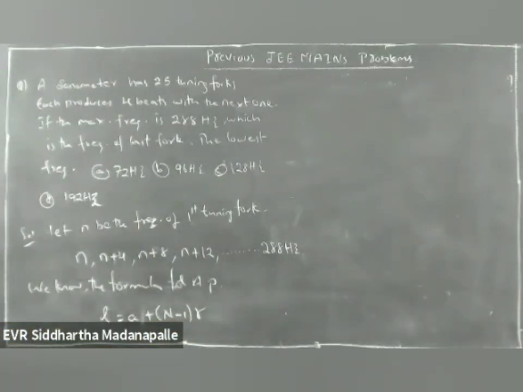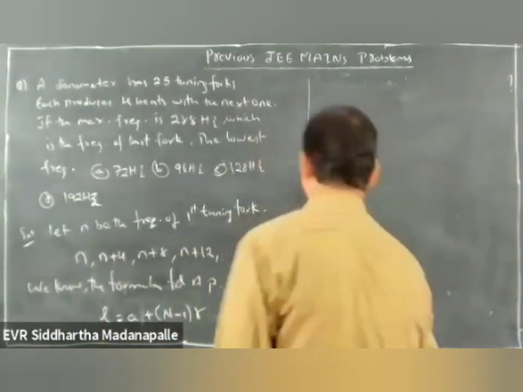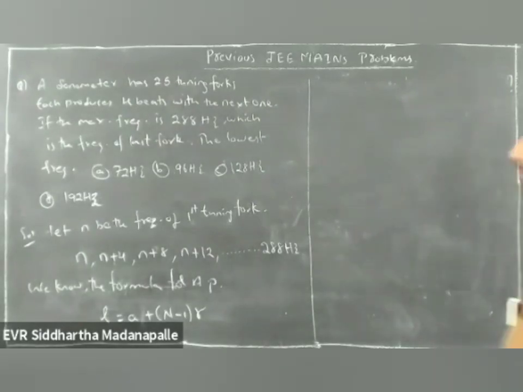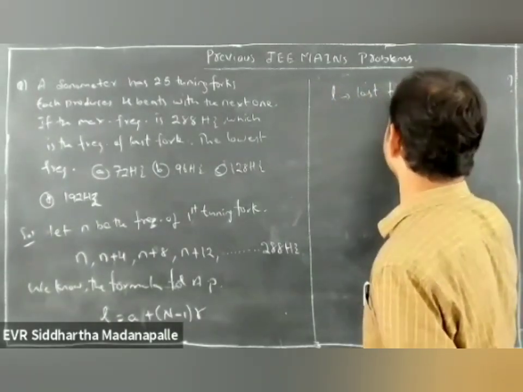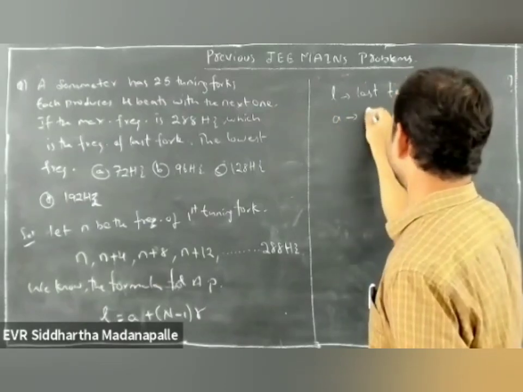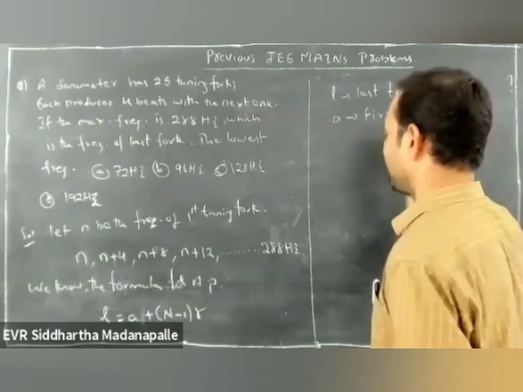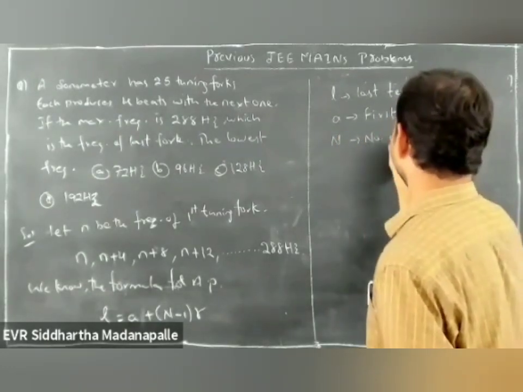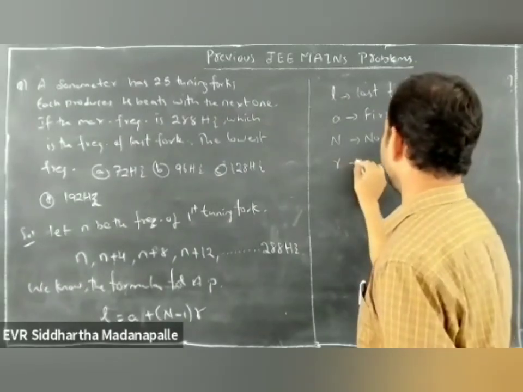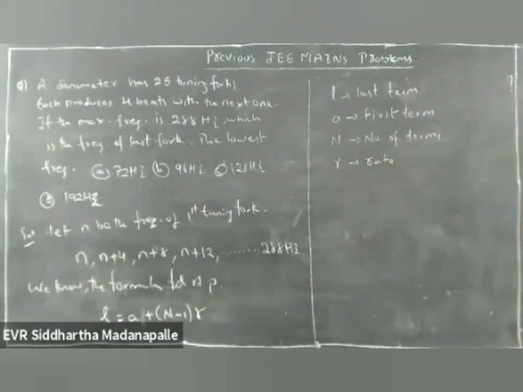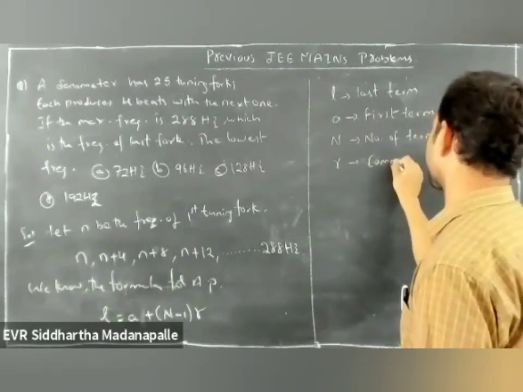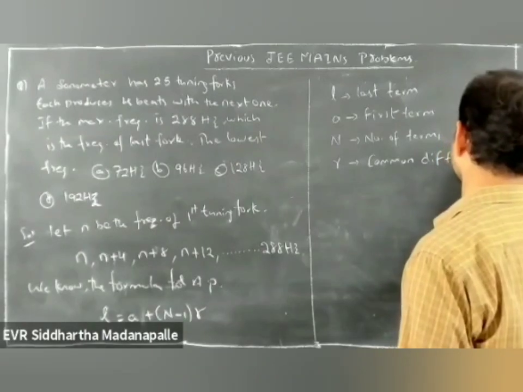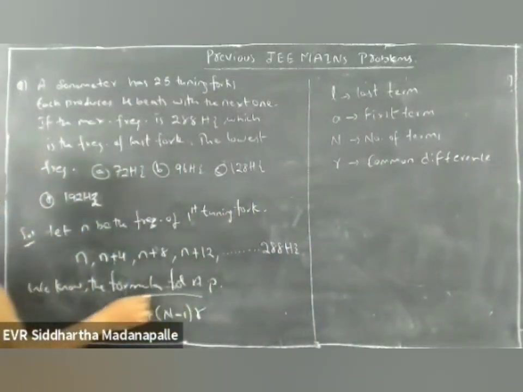Do you know this, or have you not heard it yet? Okay, let us look at what the terms are. What does L indicate? L indicates the last term. And what does A indicate? A indicates the first term. Where N indicates the number of terms. And what does R indicate? R indicates, sorry, this is an AP, so it is not the ratio. A GP would have a ratio. R is the common difference. I hope you know this formula.